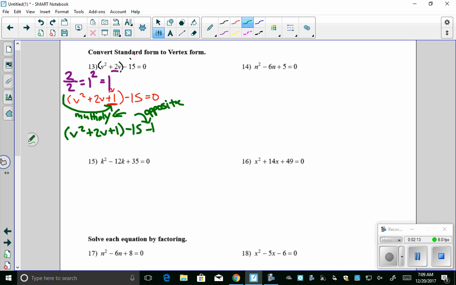So that you combine like terms, and you get v squared plus 2v plus 1 minus 16. Factor. You're going to have v plus 1 squared minus 16. That is the vertex form of this quadratic. I'll rewrite it up here. V plus 1 squared minus 16.